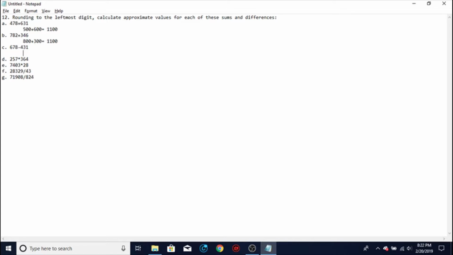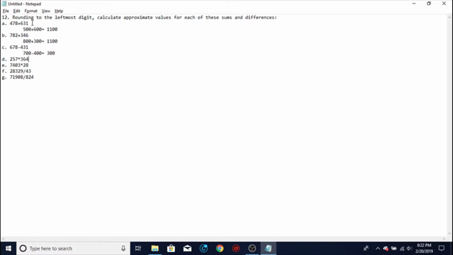Now we get into subtraction. Even though the signs change, it's the same exact process. So we look at the first digit, which is 6. The number to the immediate right is 7, so we'd round up. 600 rounded up is 700. And then we have 431, so 4, and the digit right next to it is a 3, which means that we'd be rounding down. So this one is 400, meaning that our total would be 300.